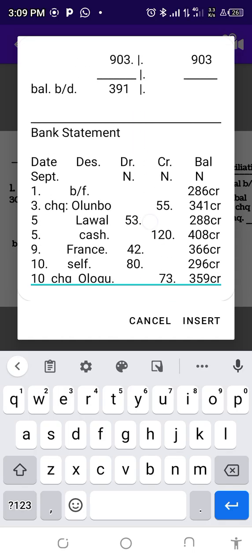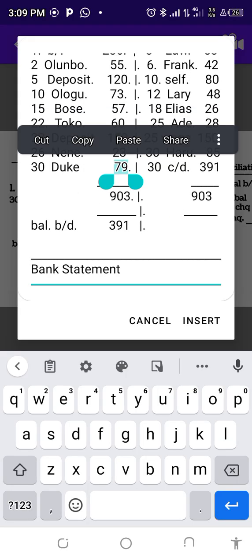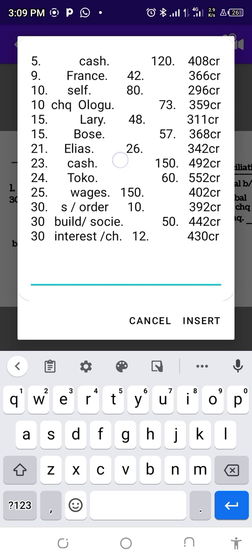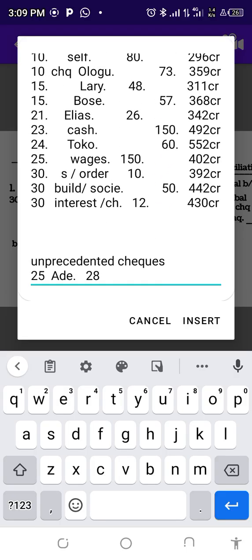All the transactions that are in the debit side of the cash book and are not found on the credit side of the bank statement are uncredited cheques. So in this question, we have two uncredited cheques, which is what? Nene 223 and Duke 79. Now let us go and trace the other side.